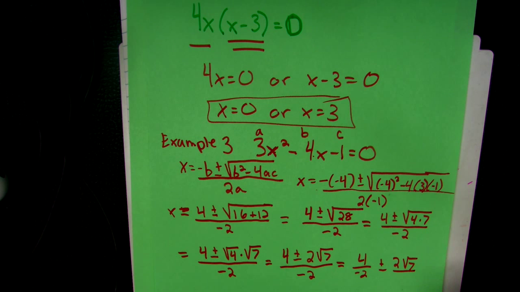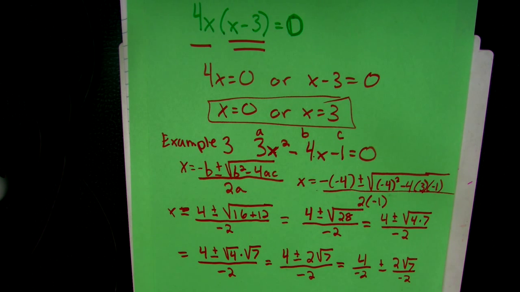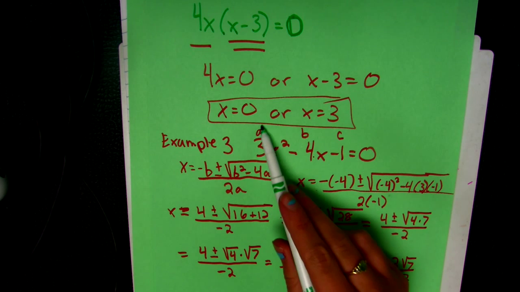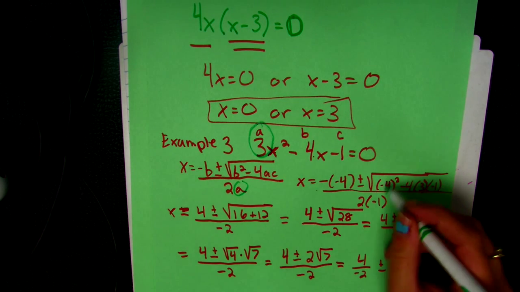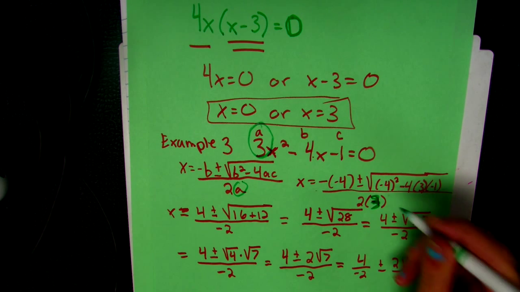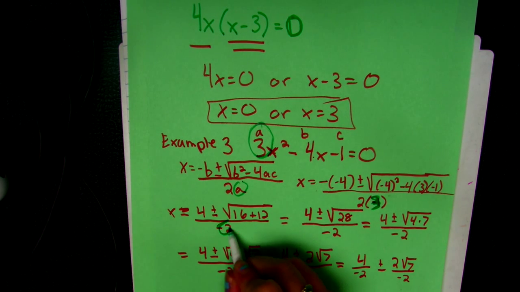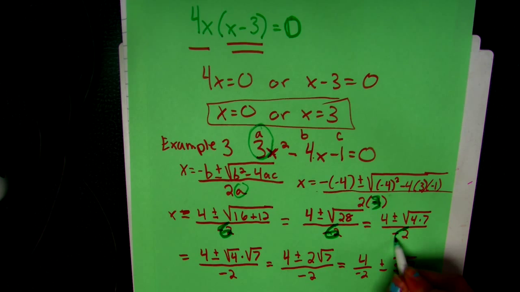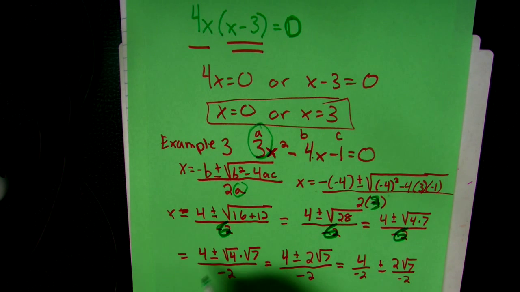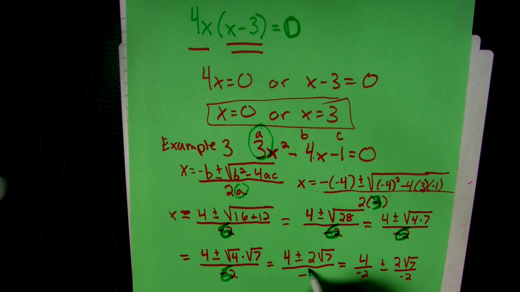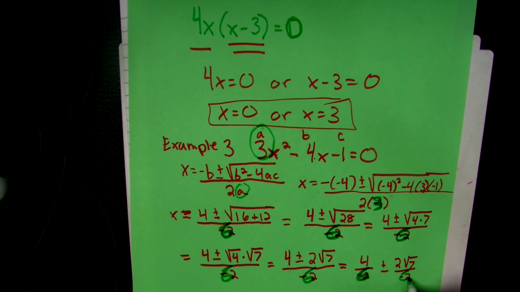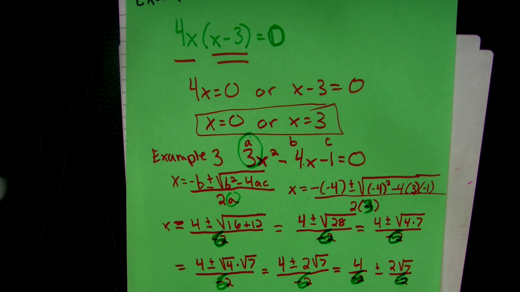Okay, really quickly, I just realized that we used the wrong a value. So the a value should have been 3. So this should have been 3 here. So 2 times 3 is actually 6. So your denominator in all of these simplified steps should be 6. So quick change. There we go. All right.